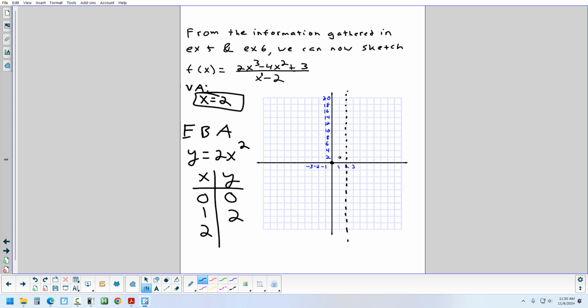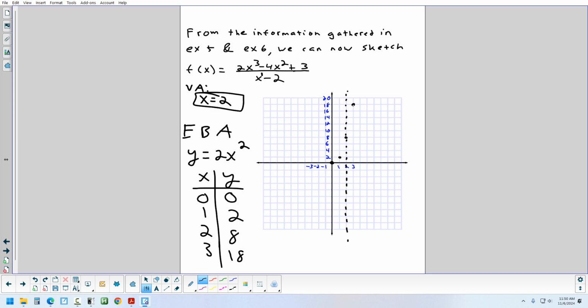And we can do a couple more. If you plug in 2, what's 2 squared times 2? 8. So 2, 8. And what's 3 squared times 2? 18. So 3, 18.